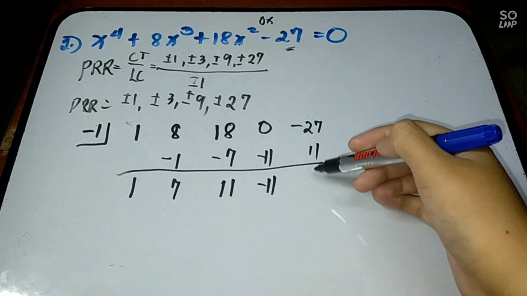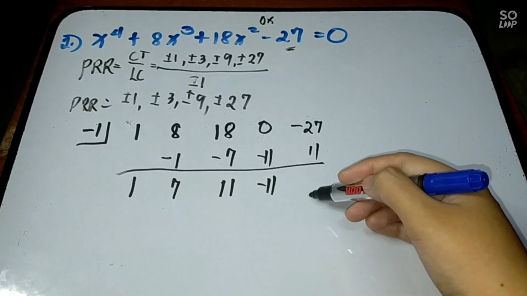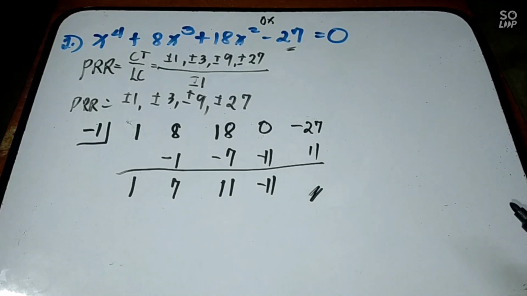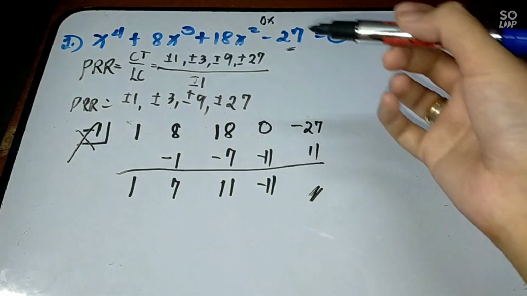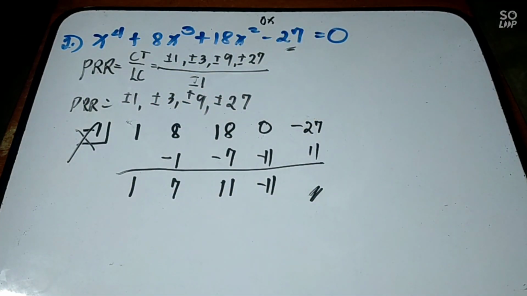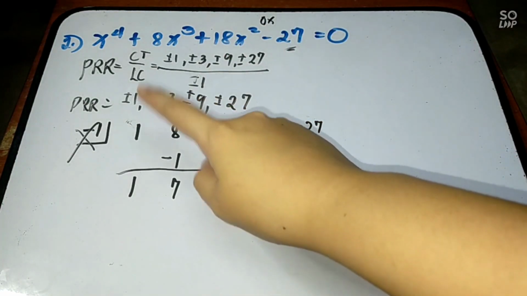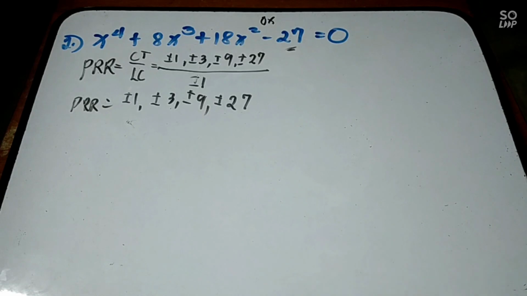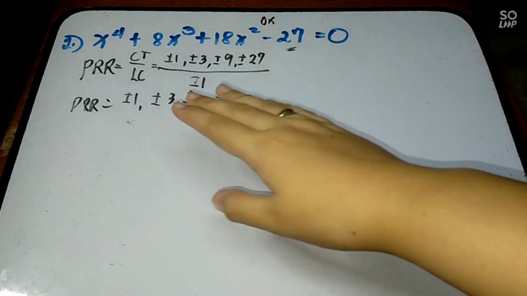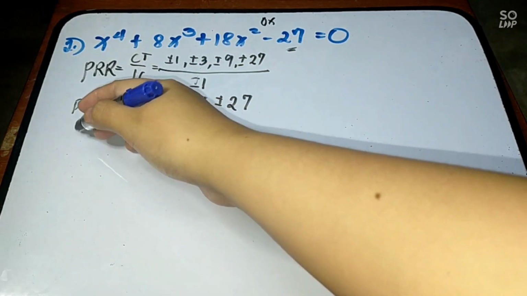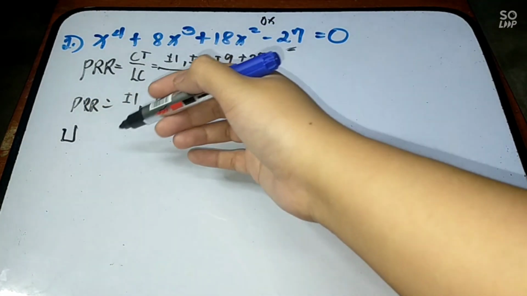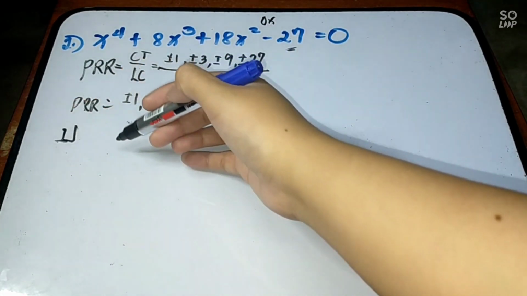As you can see, kapag ito ay inadd nyo, hindi na siya equal to 0. Okay? So, therefore, si negative 1 is not a factor. So, mali ito. So, let us try the other possible real roots. Let us have positive 1. So, kailangan natin talagang mag-trial and error dun sa ating positive real roots para makuha natin siya. So, maswerte ka kapag nakuha mo agad yung kanyang factors.